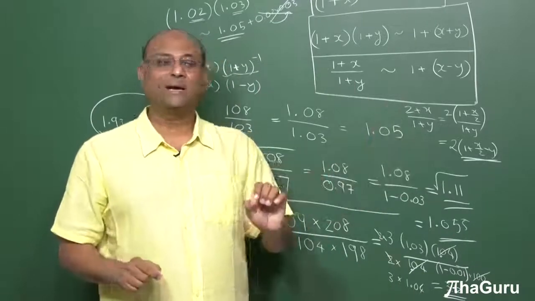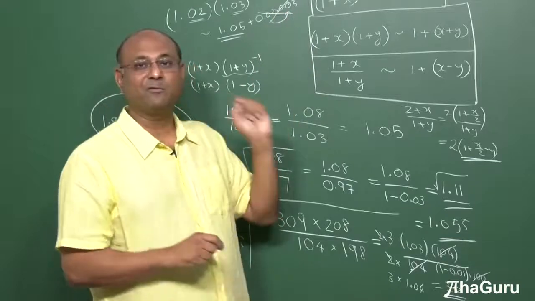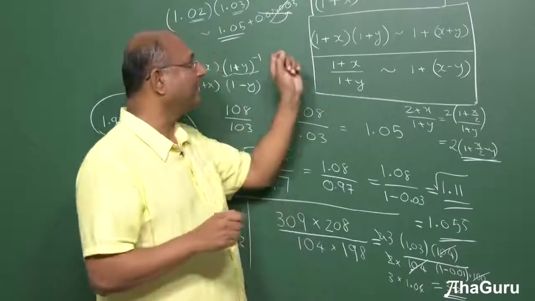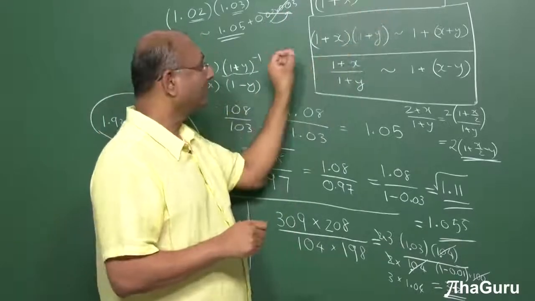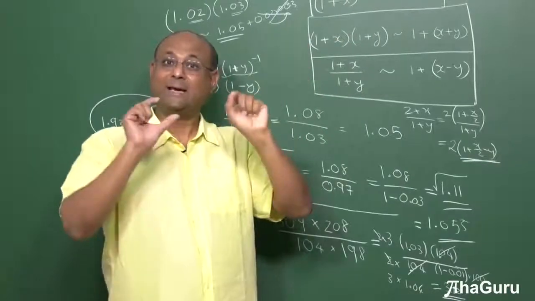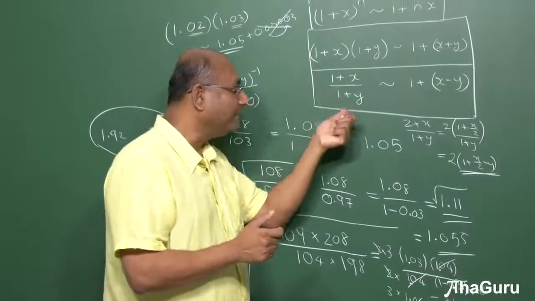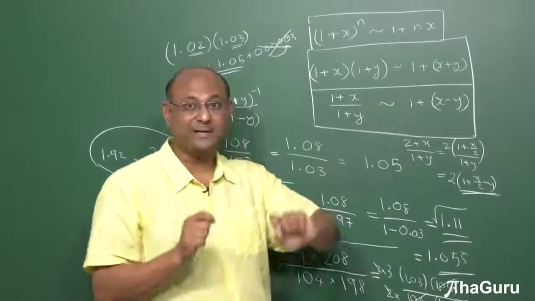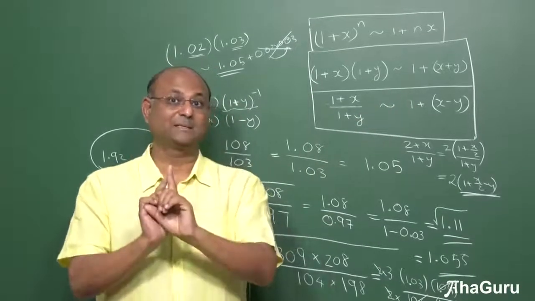So the basic idea, keep in mind, you have these 3 important formulas. 1 plus x to the power of n is 1 plus nx. 1 plus x into 1 plus y is 1 plus x plus y. 1 plus x by 1 plus y is 1 plus x minus y. It is always 1 plus. Okay, keep that in mind.